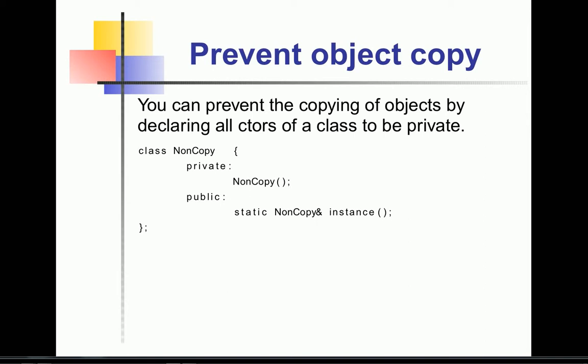I mentioned before that if you use the equal sign between two objects, you get the object copied. If you don't want to copy the objects, you can declare all constructors of a base class to be private. So the class noncopy has a private constructor noncopy and a public function instance, which returns you one instance of the noncopy class. This can also be built into the singleton design pattern.